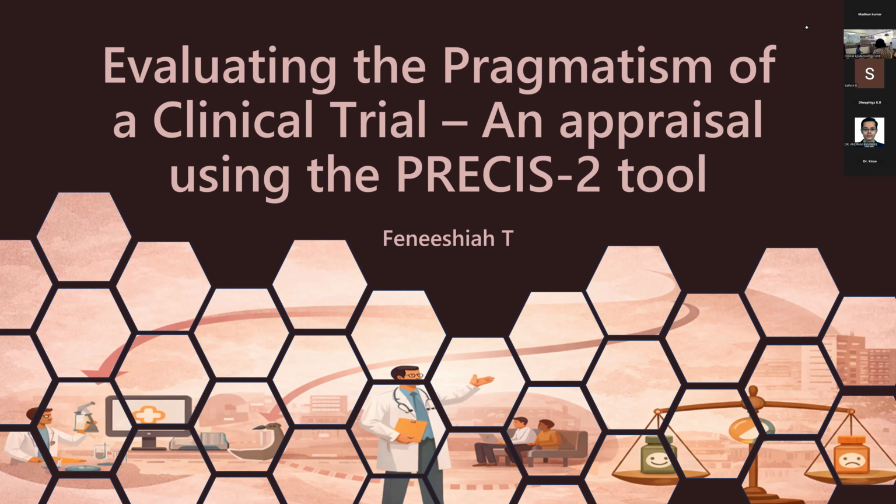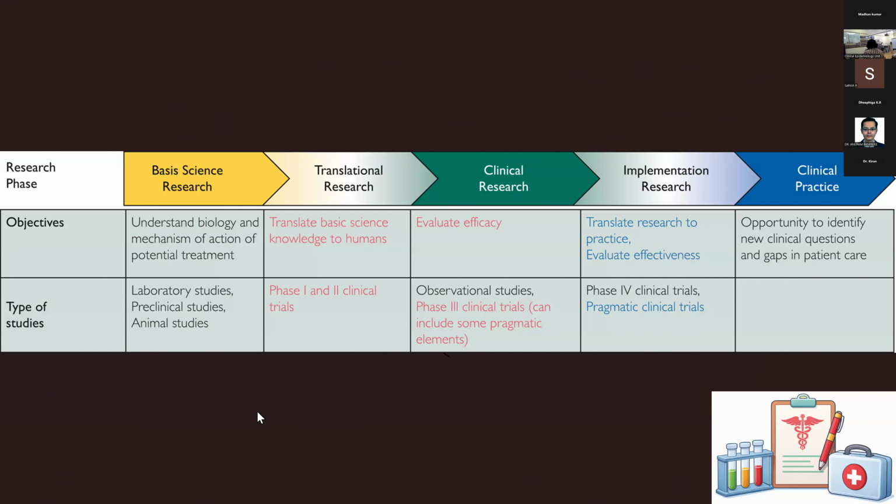So good morning, everyone. Today we will be looking at evaluating the pragmatism of a clinical trial using the PRECIS-2 tool. So how does the evidence we synthesize in the lab come to clinical practice? First of all, there is basic science research where the biology and the mechanism of action of a potential treatment is studied using various laboratory studies, animal models, and preclinical studies.